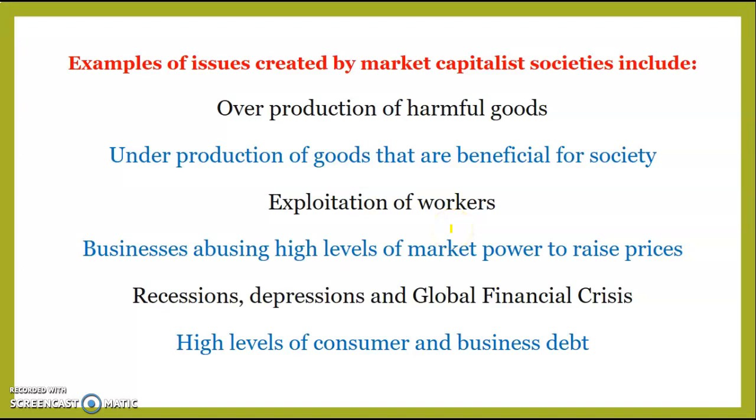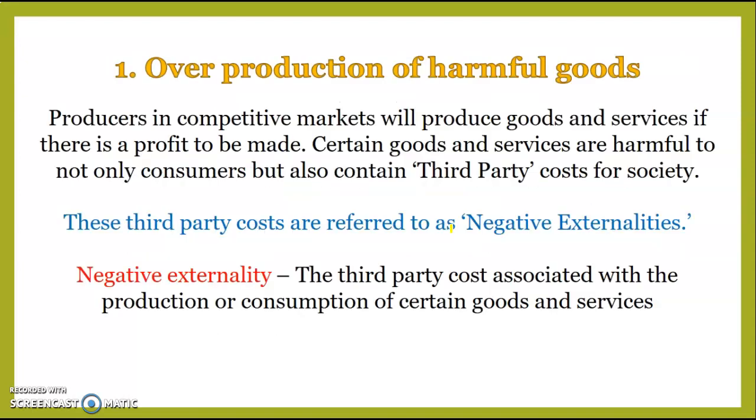What are some of the key issues associated with market capitalist economies? So starting with overproduction of harmful goods. So the first thing is that in competitive markets, if the government doesn't intervene, producers will only produce product where they could generate a profit. And the problem is that producers can generate a profit from the production of harmful products.